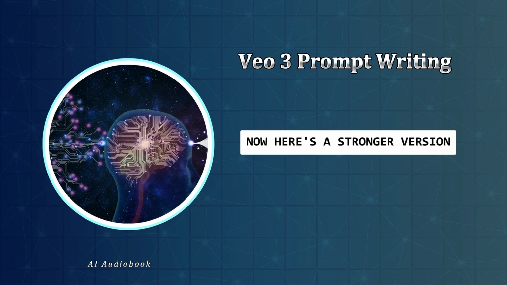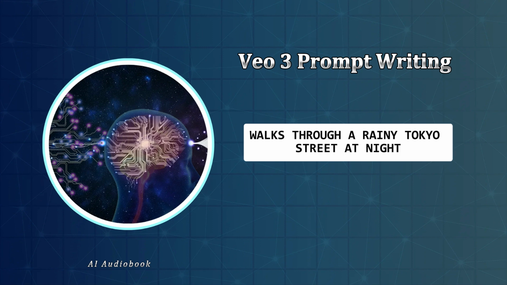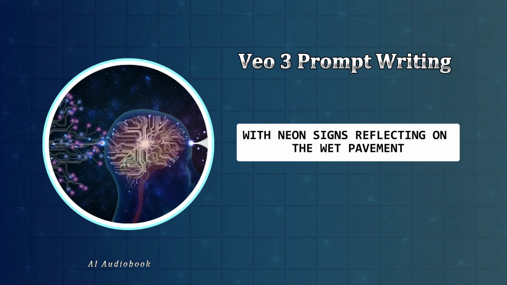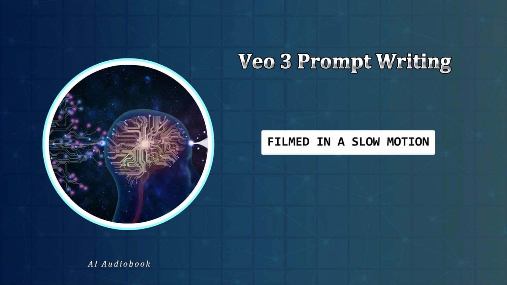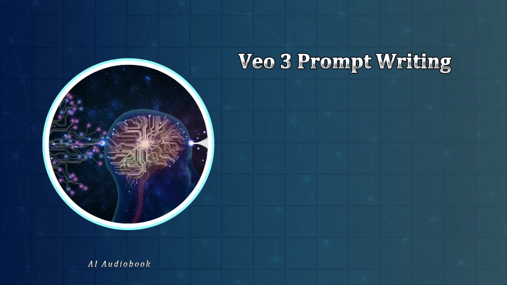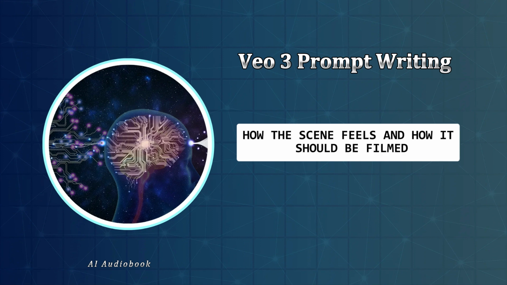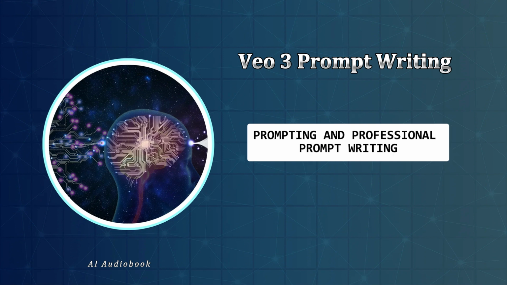Now, here's a stronger version. You say, a young man in a hoodie walks through a rainy Tokyo street at night, with neon signs reflecting on the wet pavement, filmed in a slow-motion cinematic style with a slight handheld camera shake. That's a clear, complete instruction. You told the AI who the subject is, where they are, what the environment looks like, how the scene feels, and how it should be filmed. That's the difference between amateur prompting and professional prompt writing.